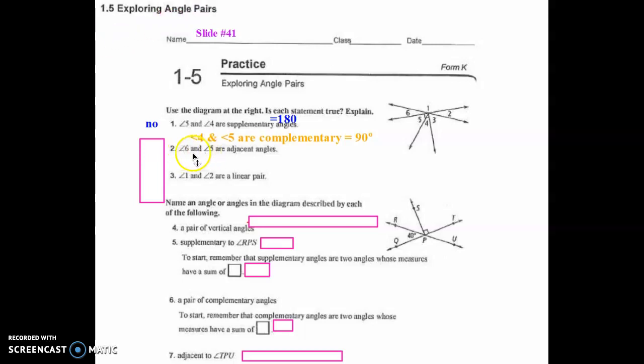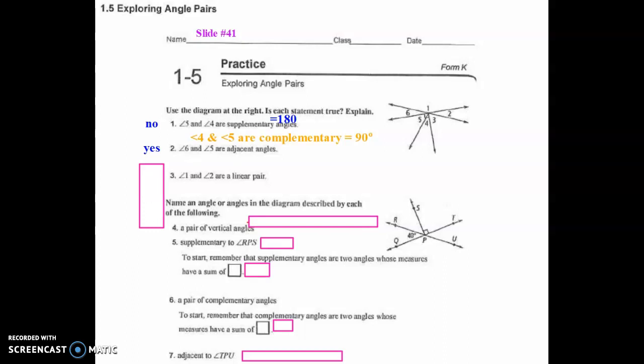Are angles 6 and 5 adjacent angles? In other words, are these angles next to each other? If you look, here is 6, and I'll use a different color. Here is 5, and yes, this is their common side. They have a common vertex, so yes, that would be true. All right, we go to number 3 then.